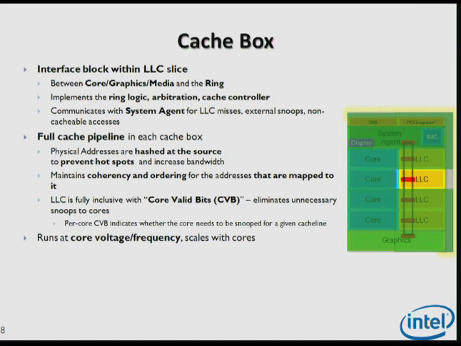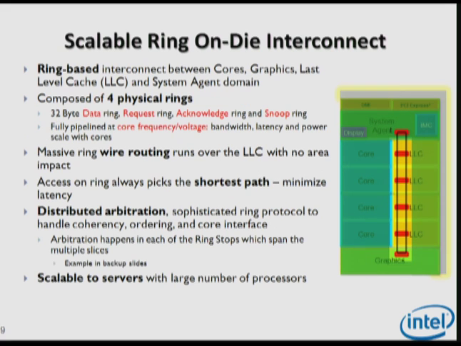An important part of the cache box is the power aspect of it. The cache itself is fully inclusive, and all the snoops coming from external agents can be dealt with in the cache box, and we do not need to wake up the cores just to check for accesses. We do it only if we really need to. The whole slice of the core, LLC and cache box work at the same frequency and same voltage as the IA cores themselves.